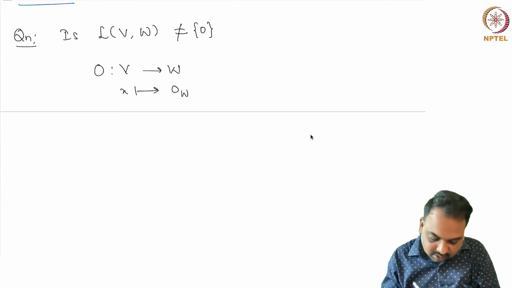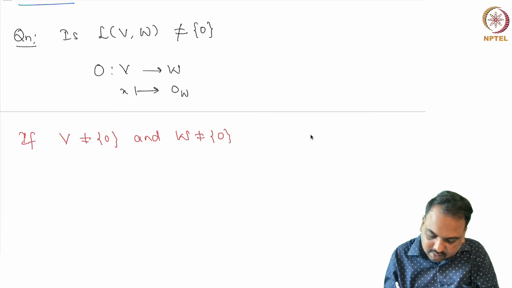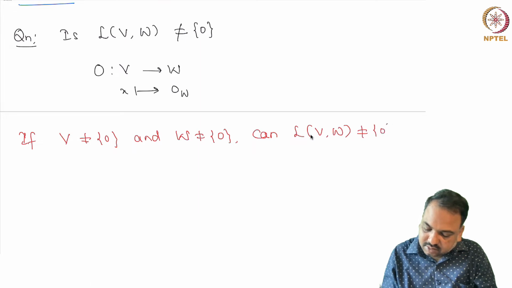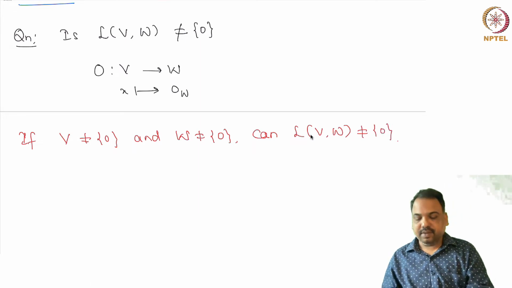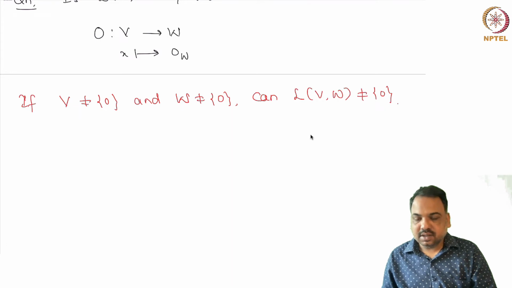That means if V is a non-zero space and W is also a non-zero space, can L(V,W) be non-zero? This is the question. When V and W are finite dimensional vector spaces, this can be done easily.